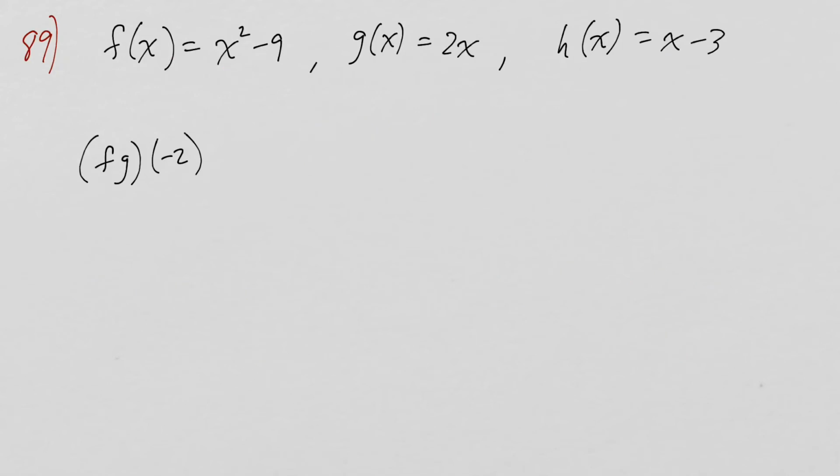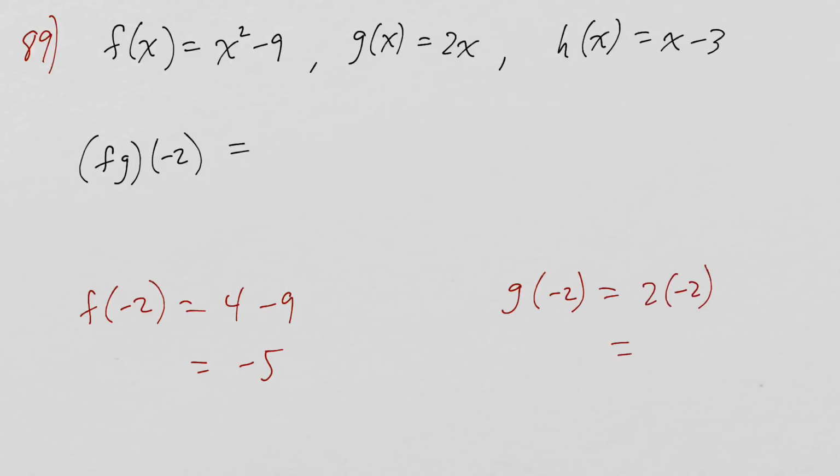Again, on this problem, I'm going to evaluate each of these functions at negative 2 and then multiply them together. Okay, f of negative 2 is negative 2 squared, which is positive 4, minus 9, which is negative 5. G of negative 2 is 2 times negative 2, which is negative 4. So this is negative 5 times negative 4, which is positive 20.